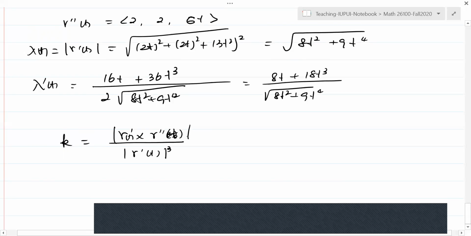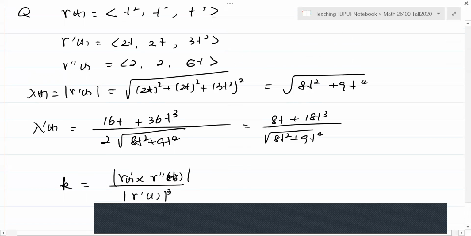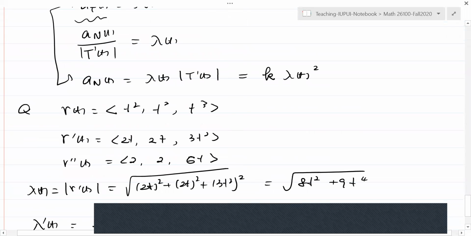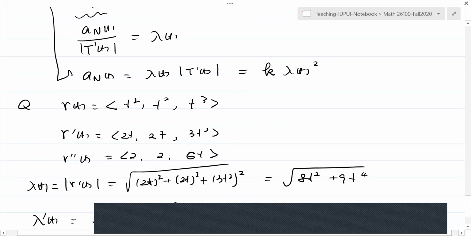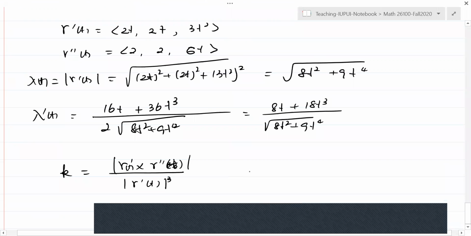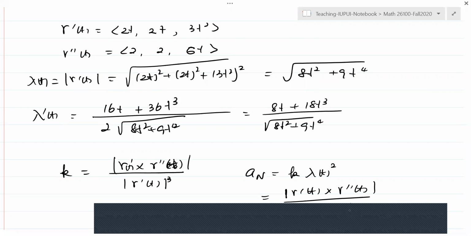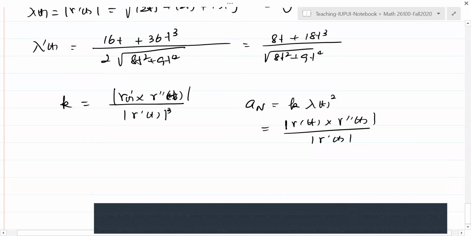Yes, that's right. But if you look at the formula I have here, the normal component is going to be k times lambda squared. But there is a lambda already in the denominator, right? So actually, you just need to divide by the magnitude. Could you scroll up because we can't see? Yeah, thank you. Okay.